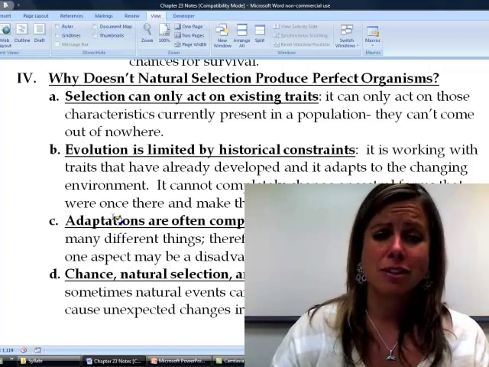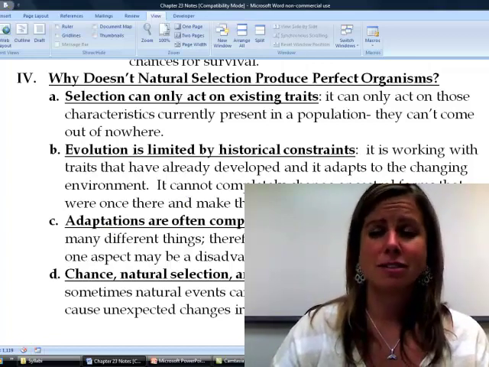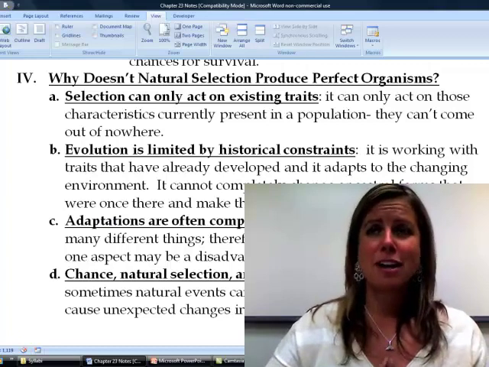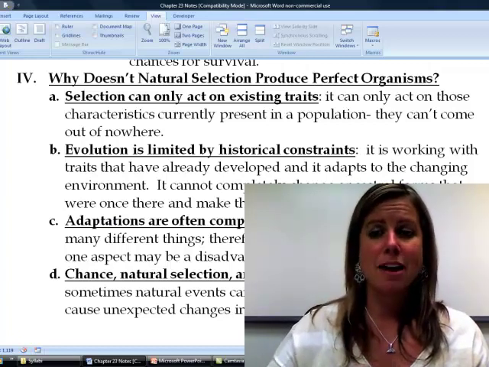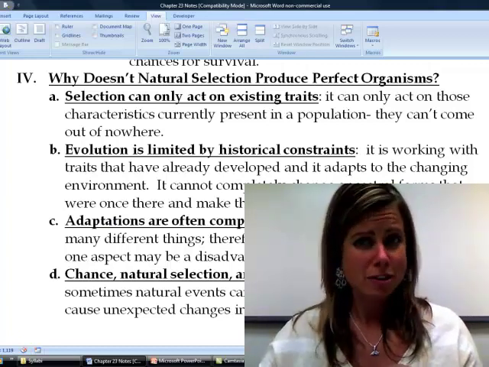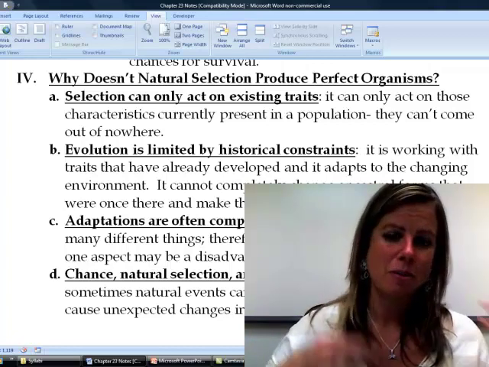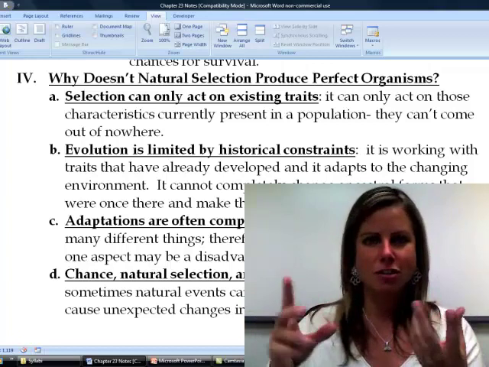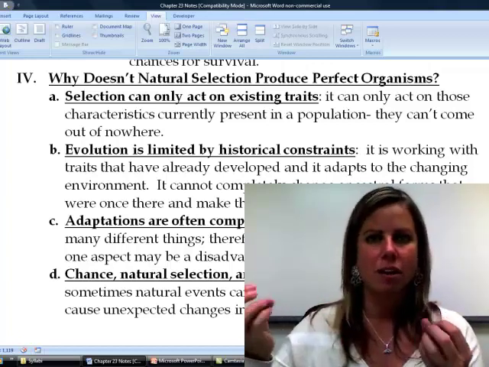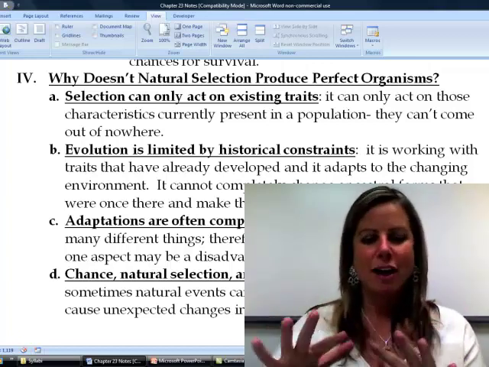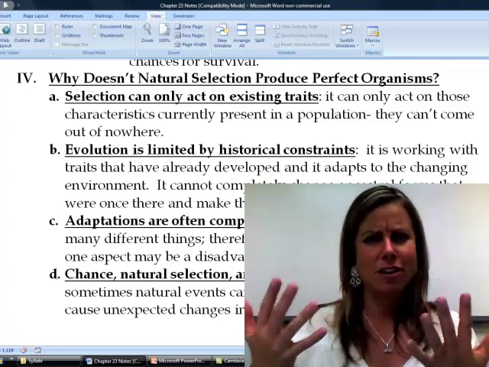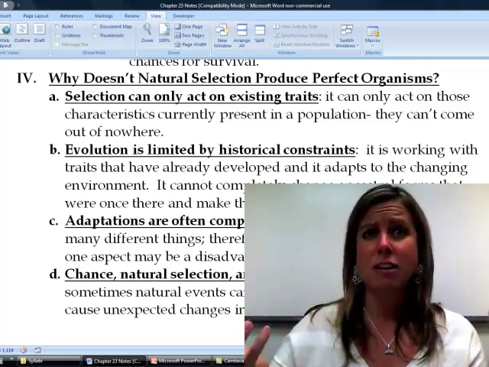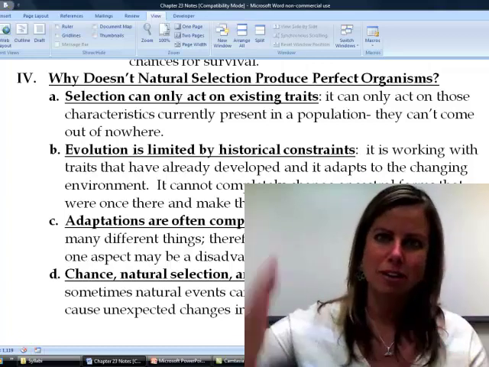Another really important one is that adaptations are often compromises, which means that adaptations are going to be things that might be advantageous in one respect, but not advantageous in another. Perfect example is our hands. Our hands are awesome because they're so dexterous and we can pick up little things with them and we can grasp things. However, our hands are so delicate that they break easily, right? You can break a finger pretty easily. So that's kind of a plus and a minus.